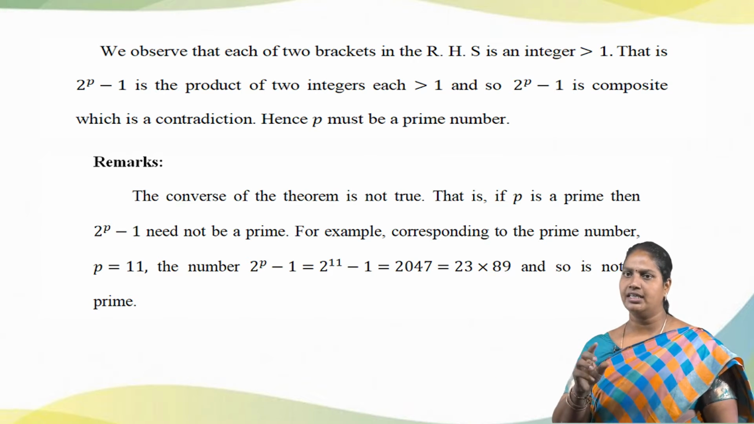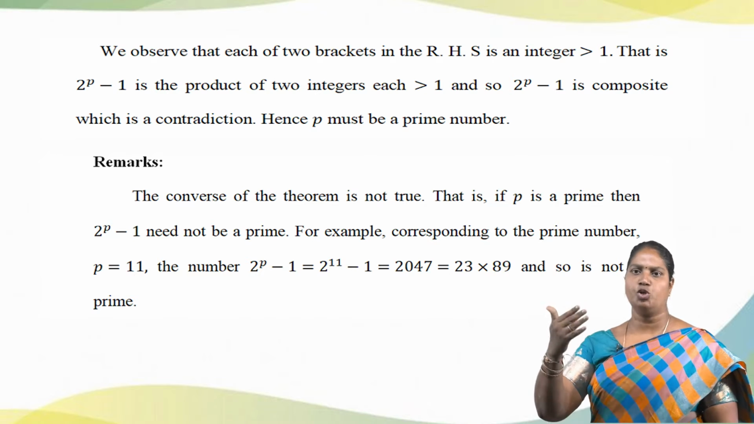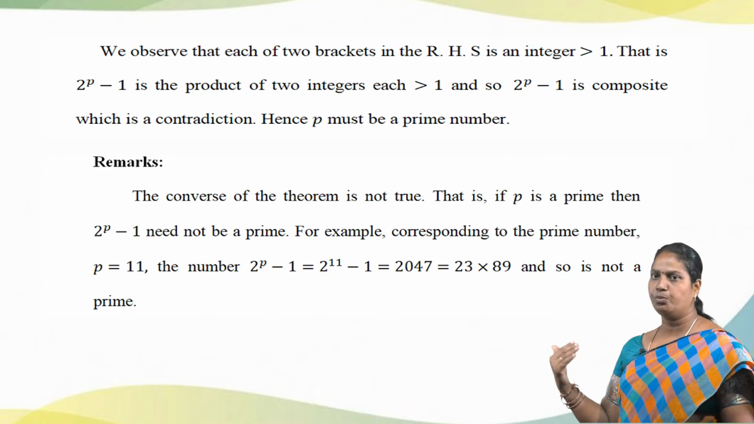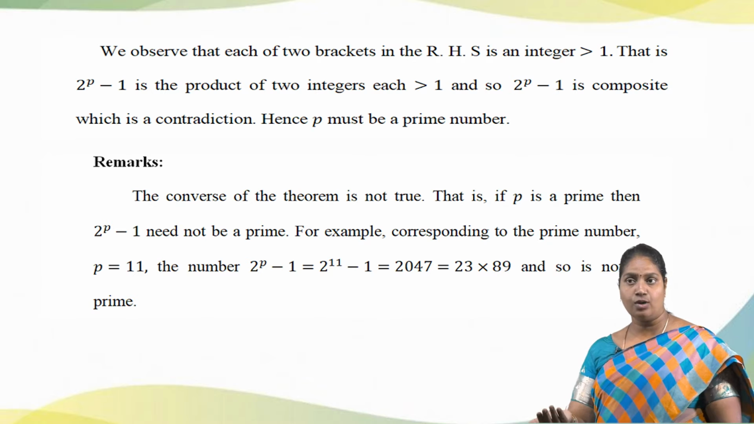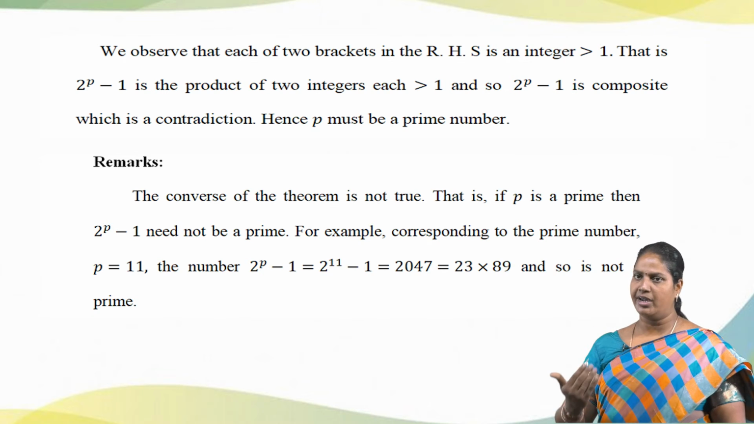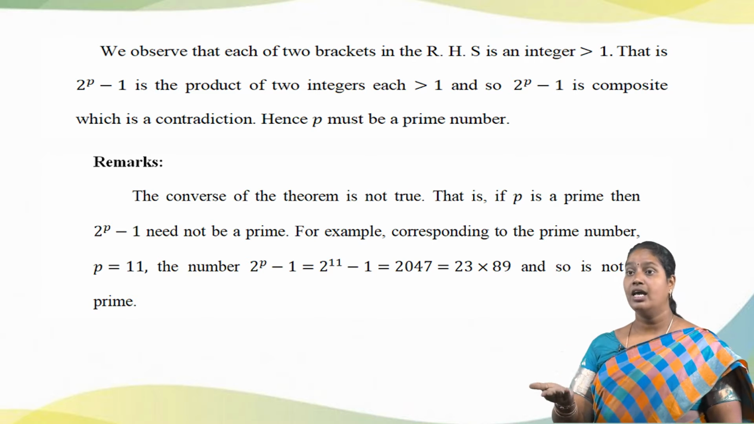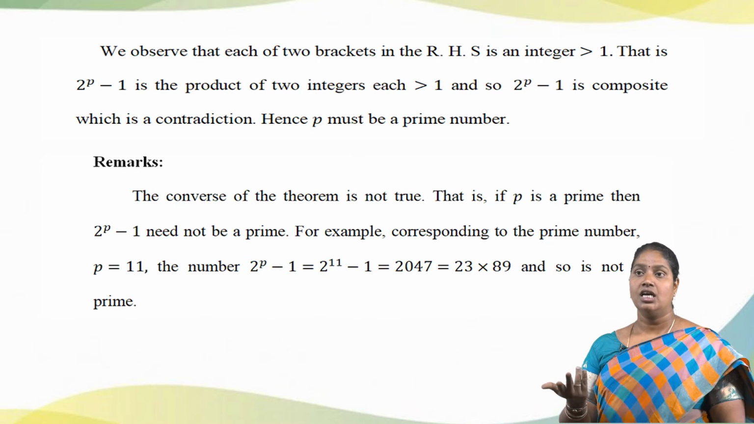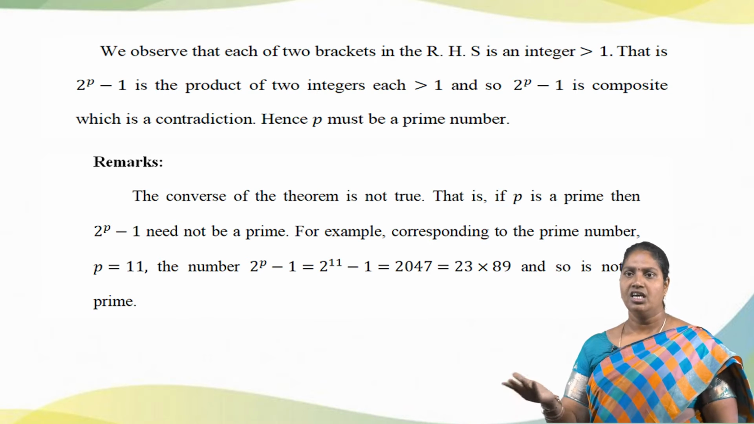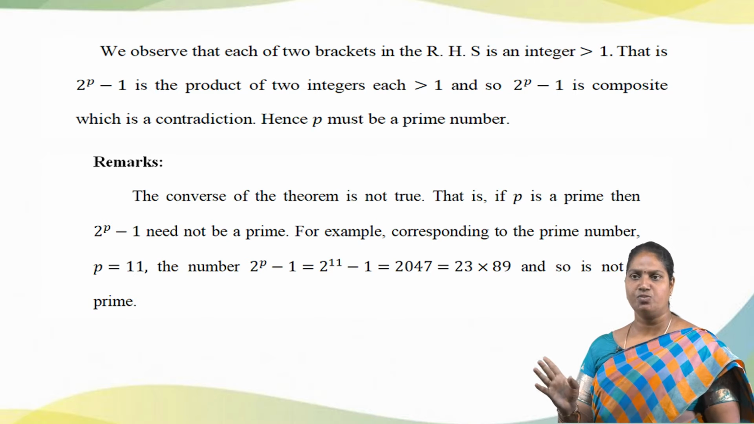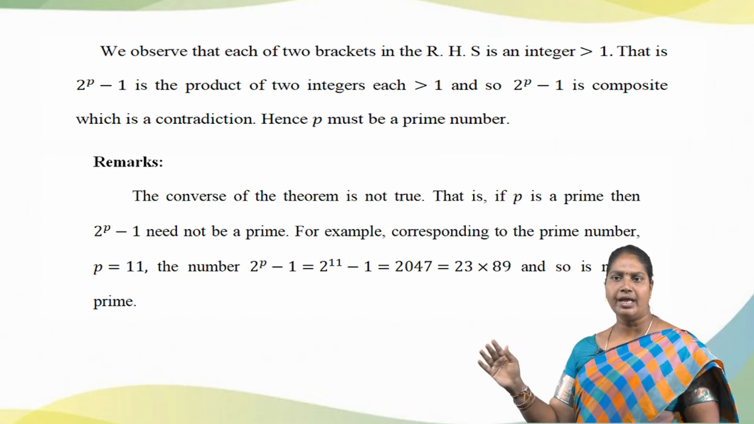And also we observe that m is a divisor of p, so it should be less than p. So 2 power m should be less than 2 power p, and 2 power m minus 1 should be less than 2 power p minus 1. And it is the product of two integers, both greater than 1 and both less than 2 power p minus 1. So 2 power p minus 1 has a factor which is less than 2 power p minus 1 and greater than 1. This leads to a contradiction because this tells us that 2 power p minus 1 is a composite number. So our assumption is wrong. Hence p must be a prime number. So if 2 power p minus 1 is prime, then p should be a prime number.